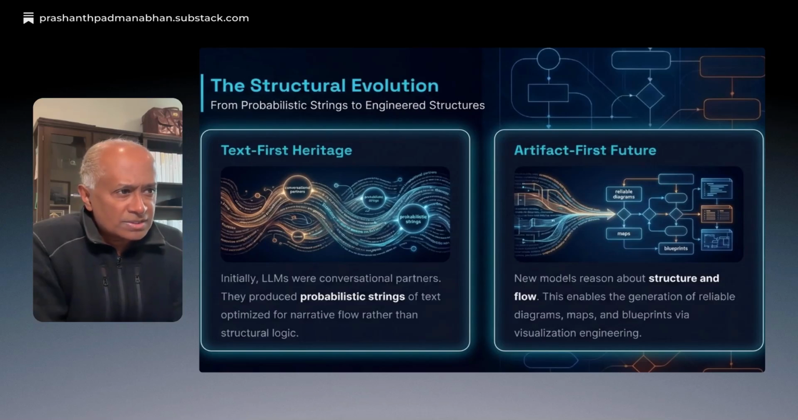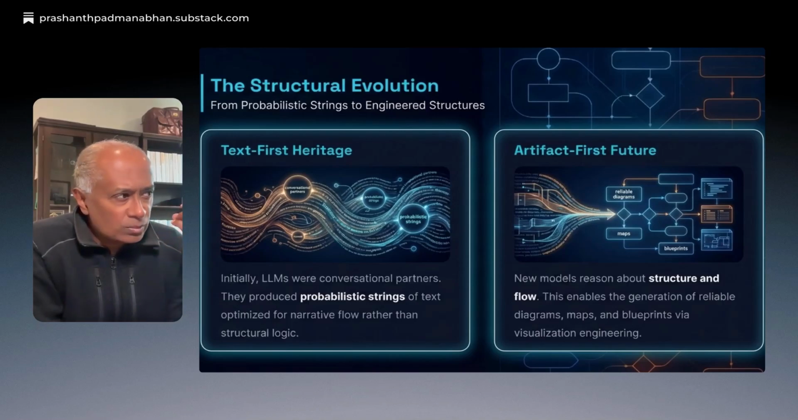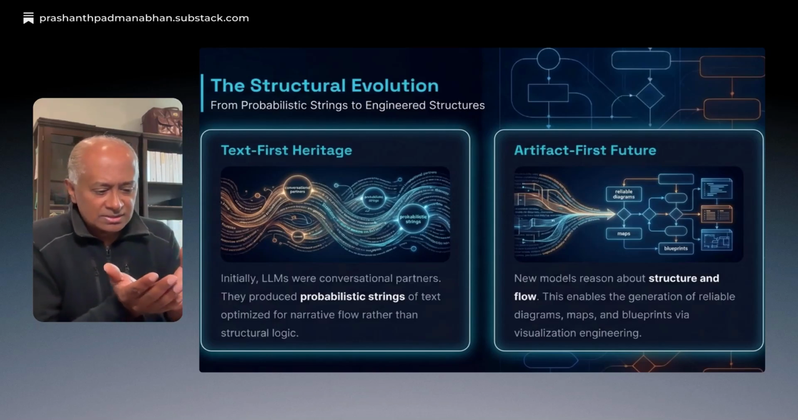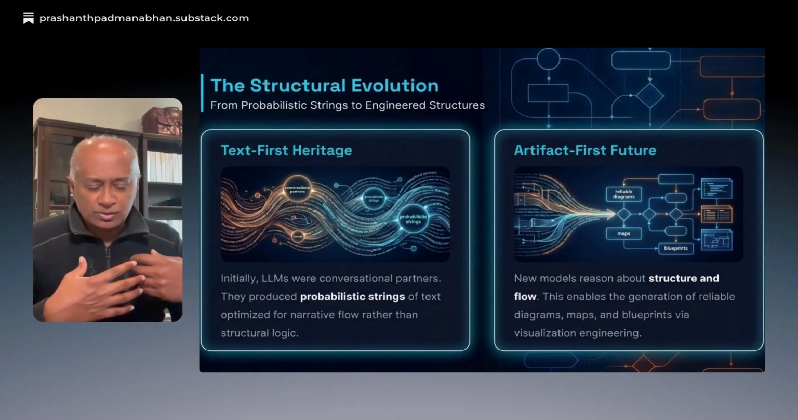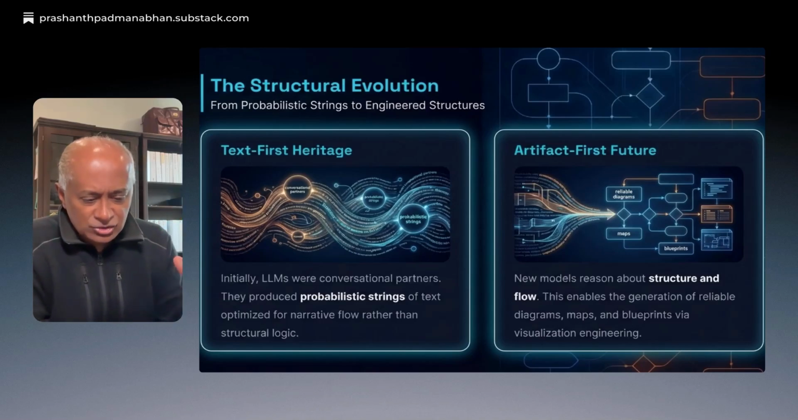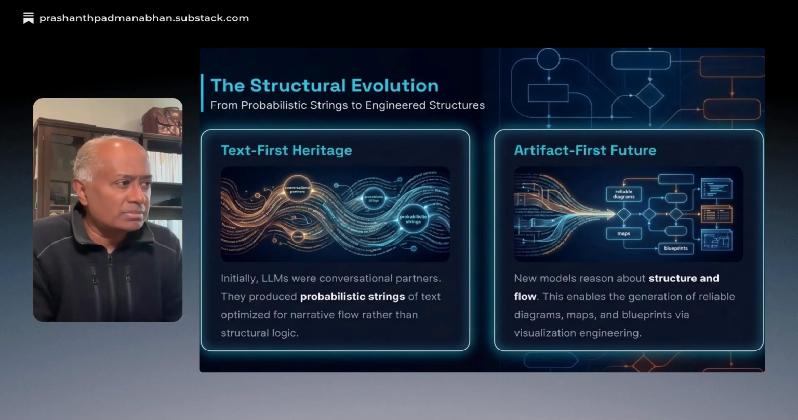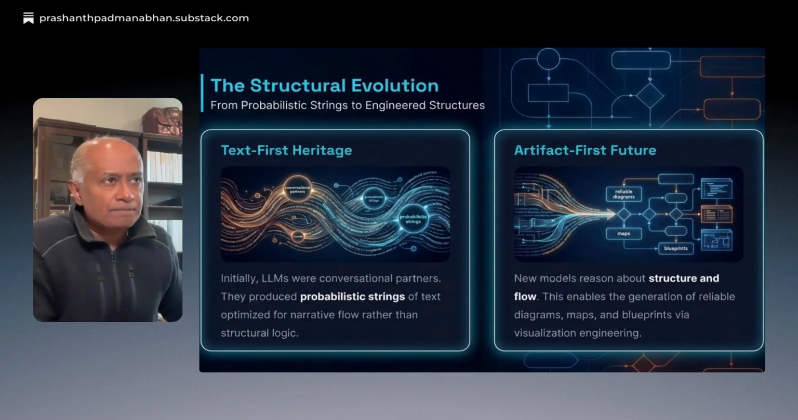So the new models, whereas the old models created probabilistic strings of text, are able to create very precise, very definite output based on a very clear structure. What they do is they first take your text inputs, you can type it, you can speak it, and then they will turn them into very structured inputs to themselves, to large language models, and then generate reliable diagrams, maps, blueprints via visualization engineering.